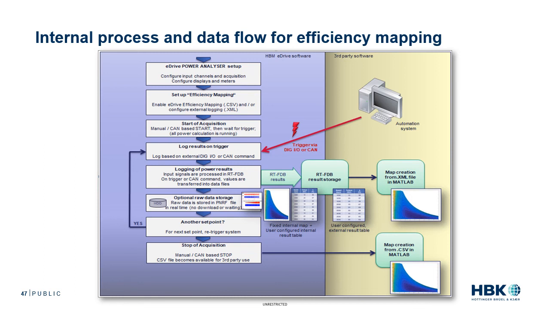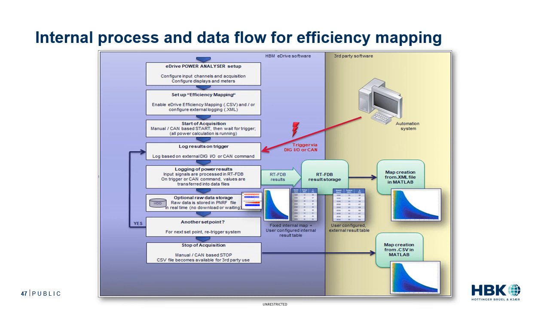It can even store the raw data. You can opt out of storing the raw data if you want to make this file very short, but it also makes a separate XML file and CSV file so you can store that table of results in addition to the efficiency map. And then it gets itself set and ready for the next trigger. And you just go through that process very quickly.